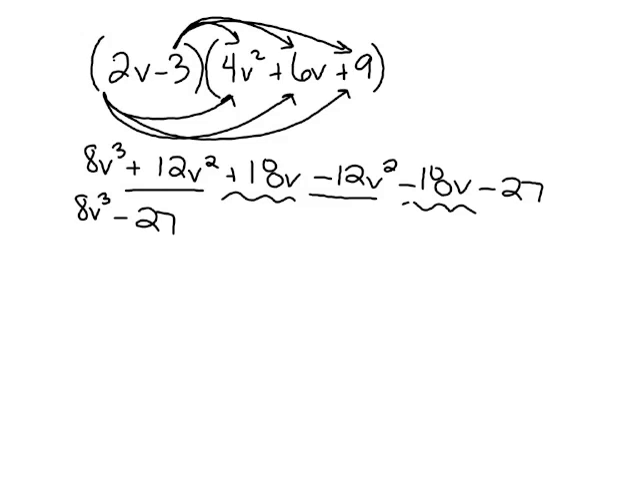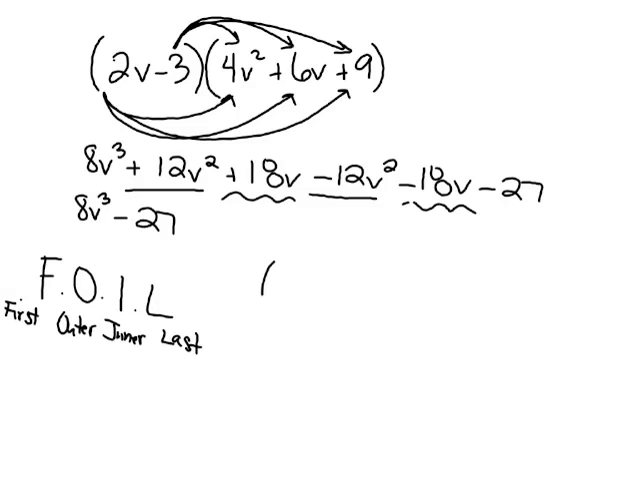This is called the FOIL method. What does FOIL stand for? Do you know? First, outer, inner, and then last. Let's say I have x plus 3 times x minus 4.